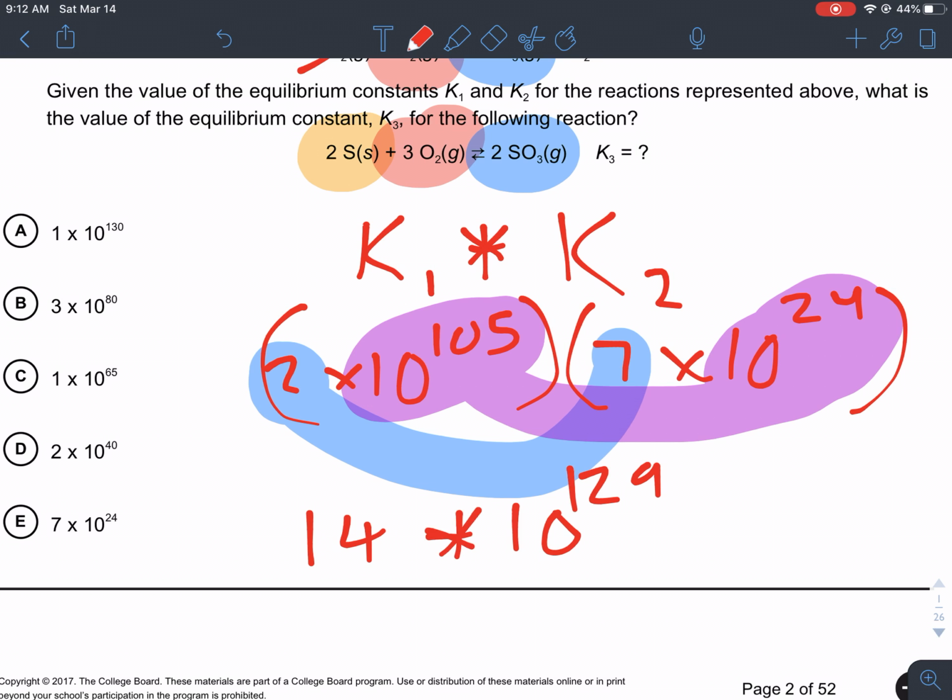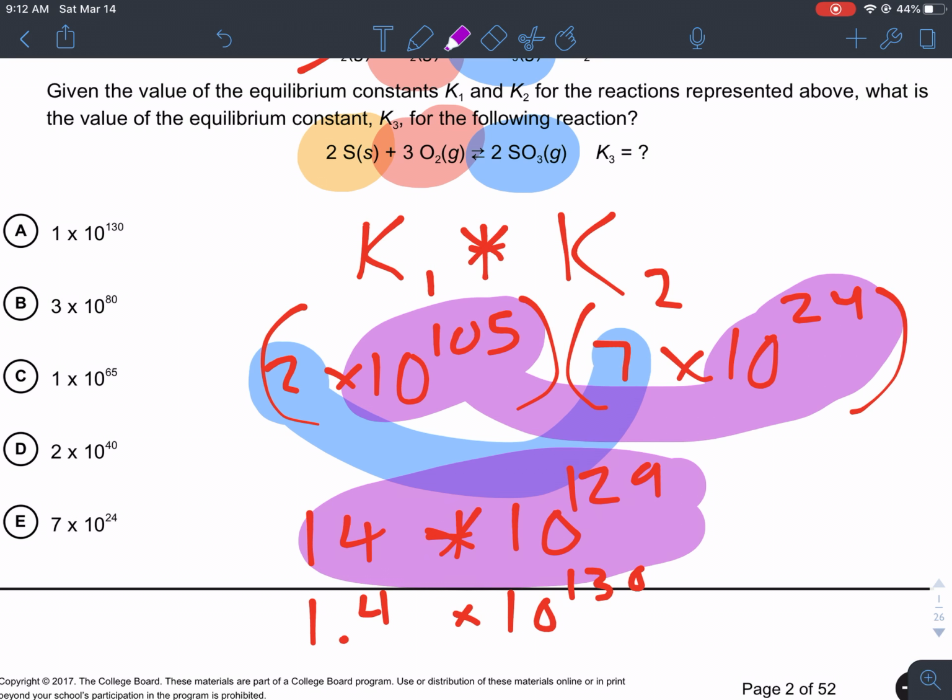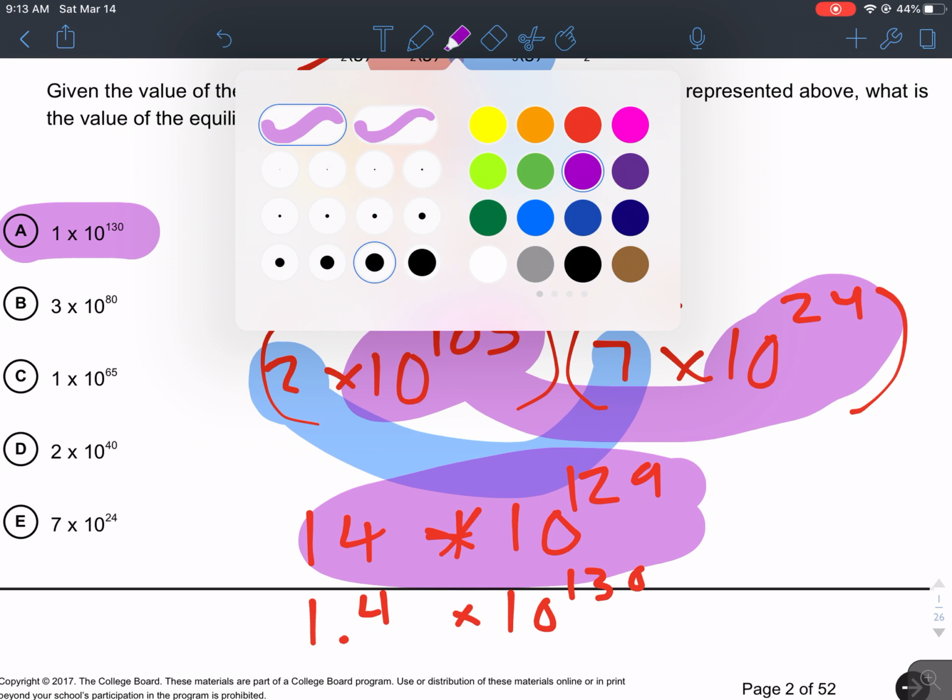Now, how did I do that? I added those exponents. You have to do 105 plus 24 to get 129. Now, look, obviously I have to move this decimal, 1.4 times 10 to the 130. But even before you do that, just take a look at this number. 10 to the 129, the answer better be A, because look at all the other possible answers. It's not even close. And for some of you who have teachers that emphasize significant figures, look at these significant figures here.